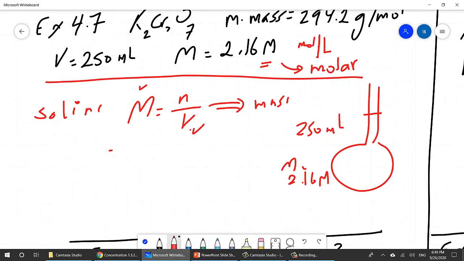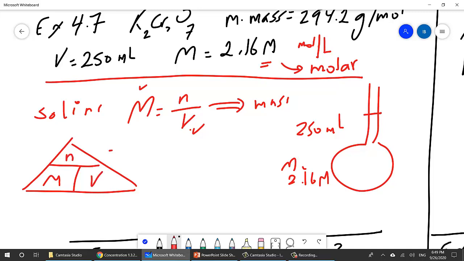You can use the triangle method as well. Molarity is equal to number of moles over volume. That means number of moles is M times V, or V is equal to N over M. Here we need to find the number of moles, so number of moles is equal to M times V. But remember, the V is in liters, and that's very important for you not to mess up.